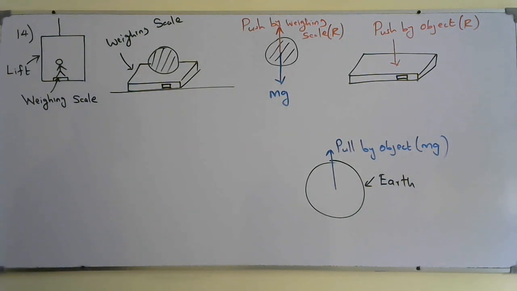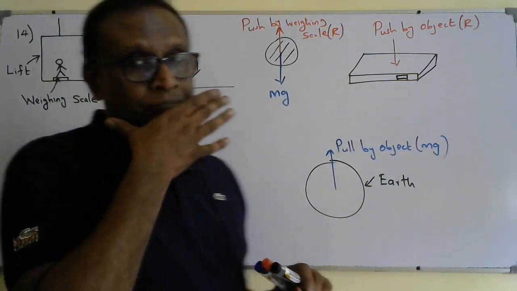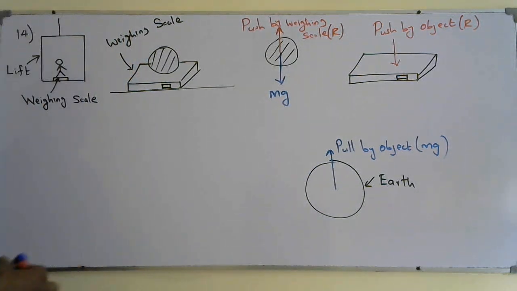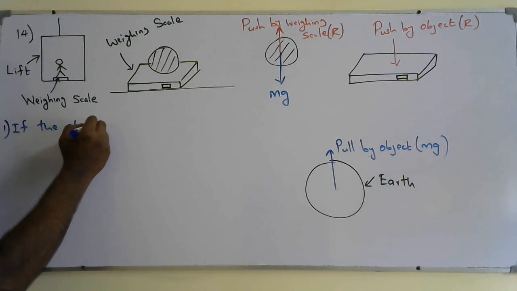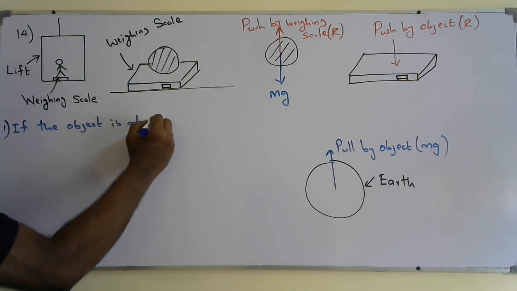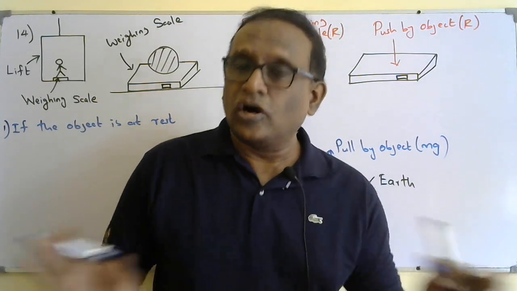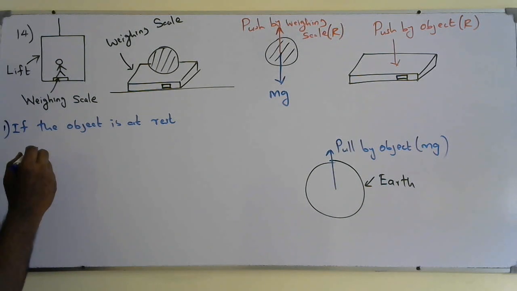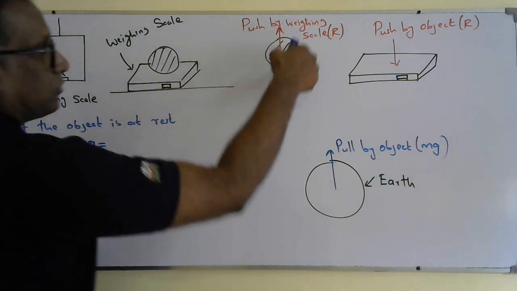Now we'll think about different situations. If the object is at rest, the forces must be balanced. So here we can consider different situations. First situation: the object is at rest, or the system is at rest. The weighing scale is at rest, the object is also at rest, everything is at rest. So the resultant force must be equal to 0. So I can say R minus mg. The forces acting on the object are 2.